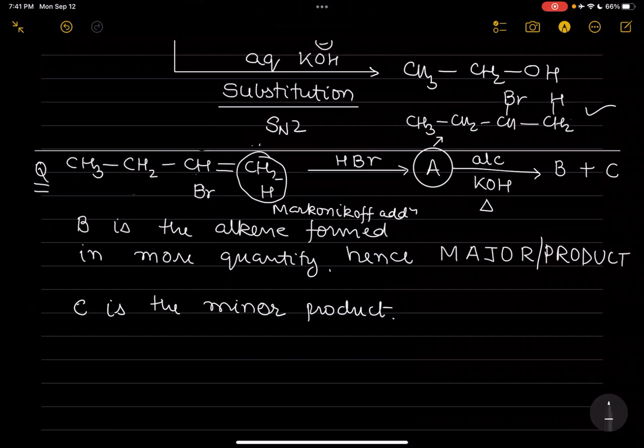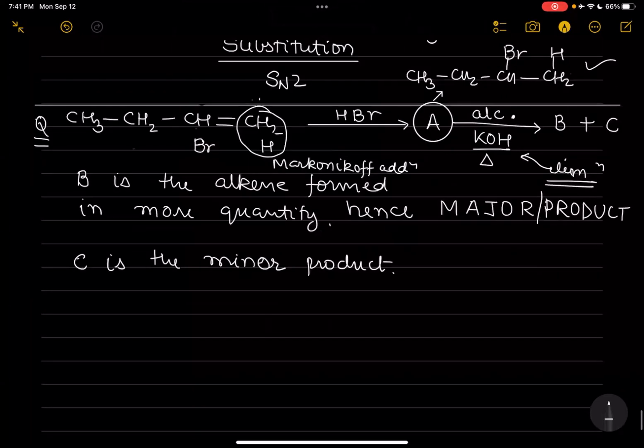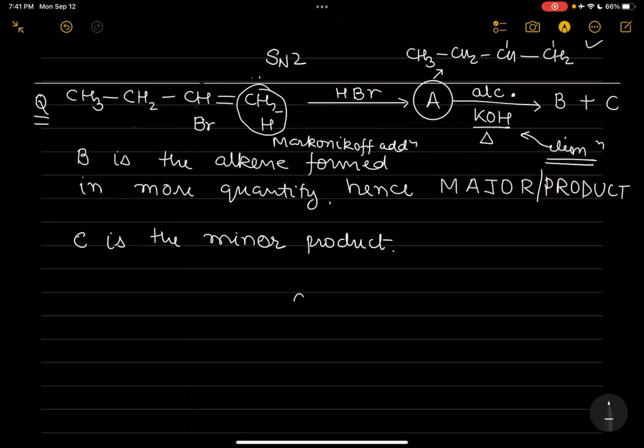Now the thing is, you are doing alcoholic KOH, meaning KOH in C2H5OH and heat. So now again you are removing HBr because this is an elimination reaction. Elimination of HBr. So let me write the A here.